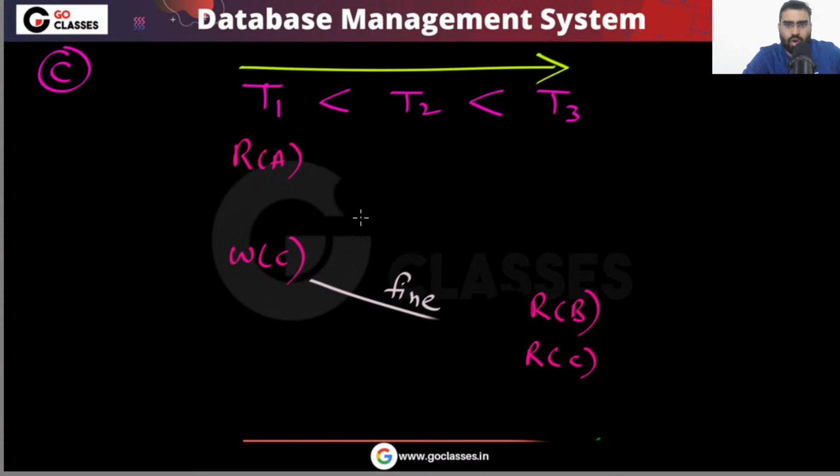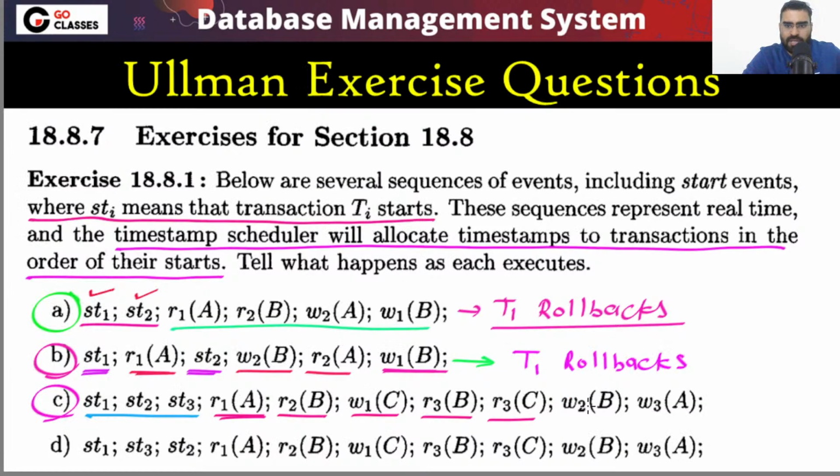So this T2 is rolled back. This T2 has gone now. Clear? This transaction T2 is gone. After that, what is happening? Here the problem happens and T2 is gone now.